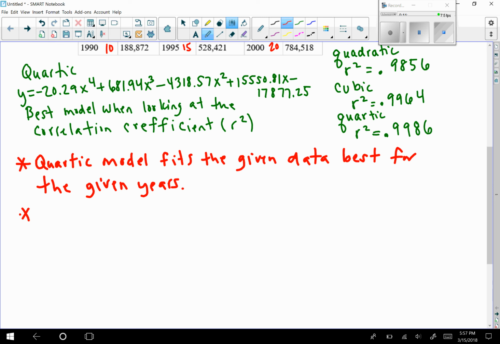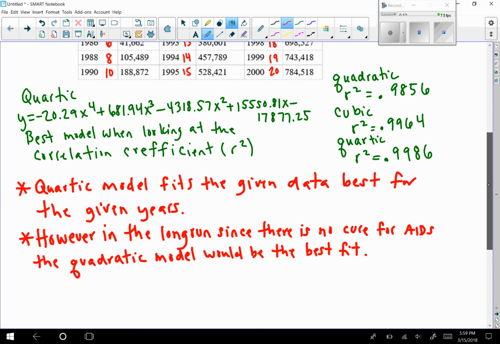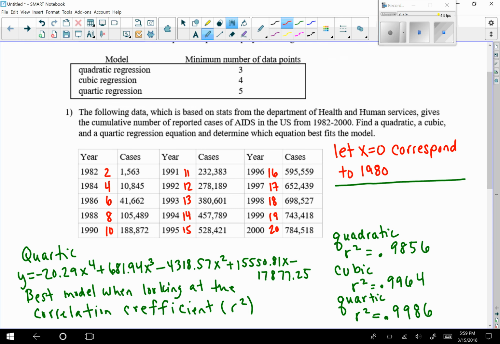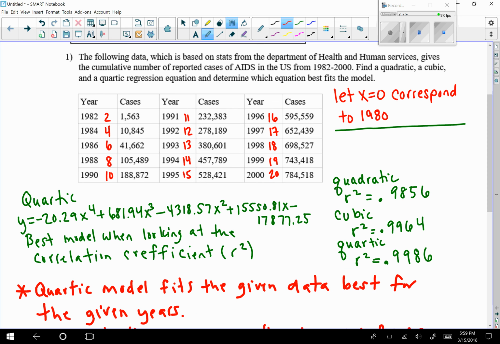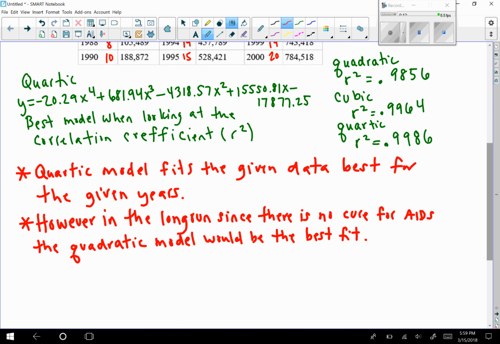However, in the long run, since there's no cure for AIDS, we know the quadratic model would be the best fit model. So again, that last part was, however, in the long run, since there's no cure for AIDS, the quadratic model would be the best fit. So you have to be very careful of what it's asking you sometimes in these questions. According to just the given years, we know the quartic is the best, but in the long run, if it was asking for that instead, we would say that the quadratic model would be the best fit.